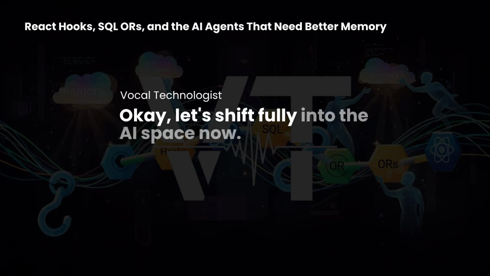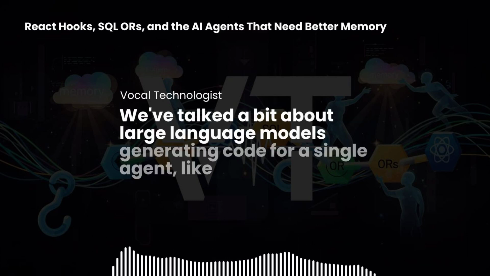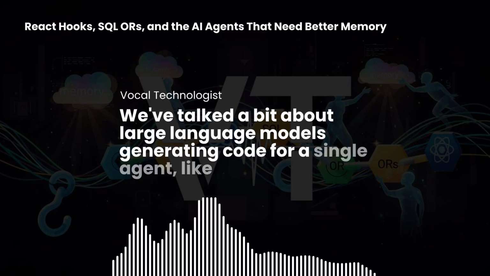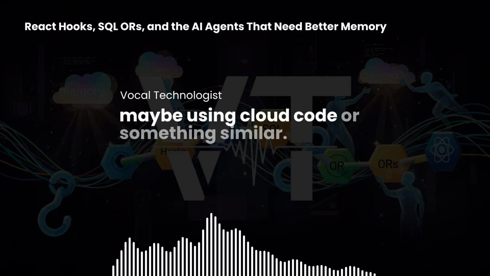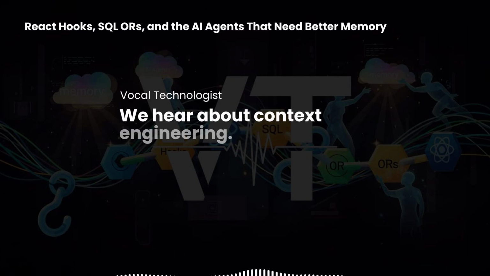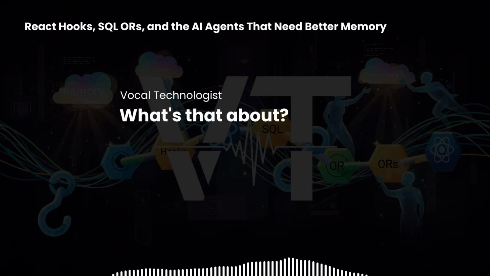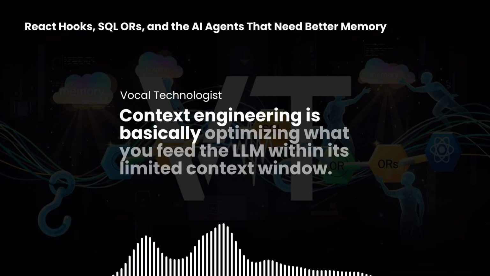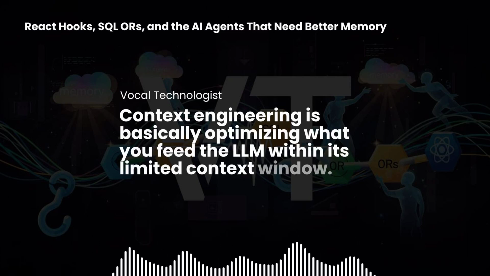Okay, let's shift fully into the AI space now. We've talked a bit about large language models generating code. For a single agent, like maybe using Claude Code or something similar, we hear about context engineering. What's that about? Right. Context engineering is basically optimizing what you feed the LLM within its limited context window.